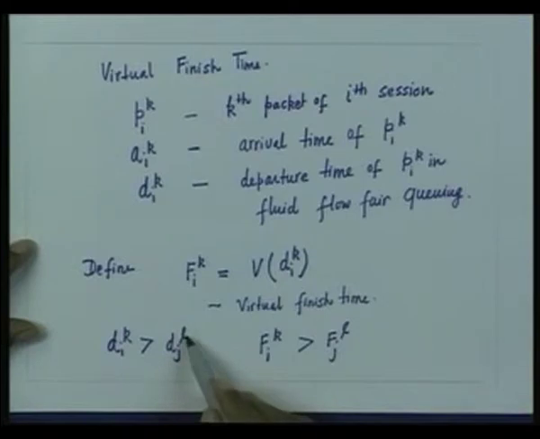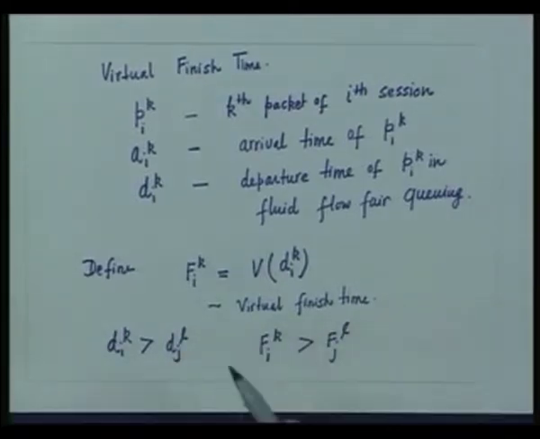So if I schedule the lth packet of the jth session first, note that in the fluid flow fair queuing it will depart first because its departure time is less. So in my packetized version, if I schedule this packet first, then I am likely to be fair. That is what I can assume. So I am proposing a packetized version of the fluid flow fair queuing algorithm, where I define something called a virtual finish time, which is the virtual time in the fluid flow fair queuing system when this packet actually departs. And then I will serve the packets in the increasing order of their virtual finish times.